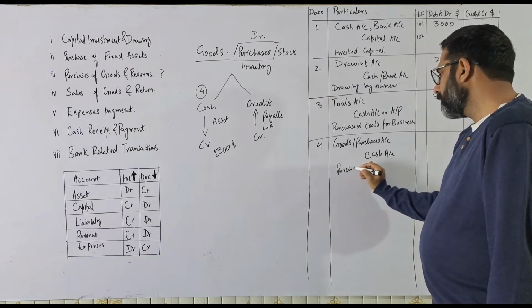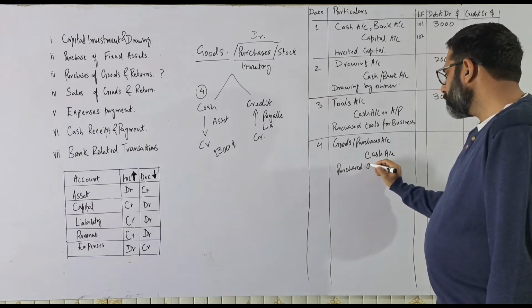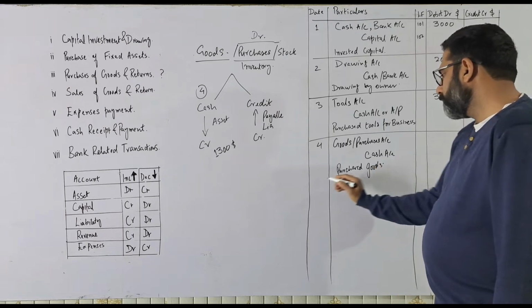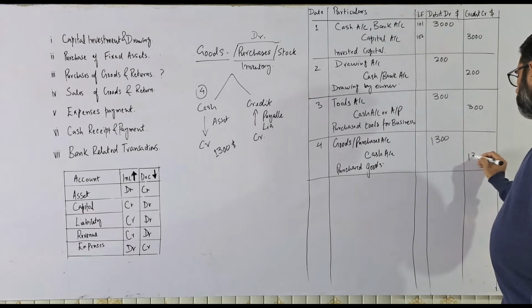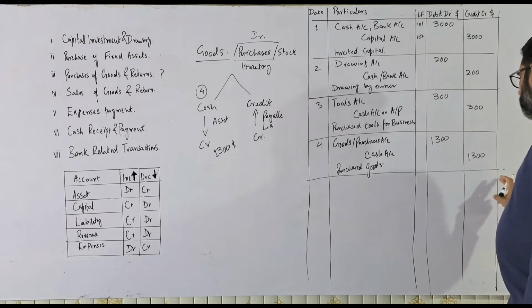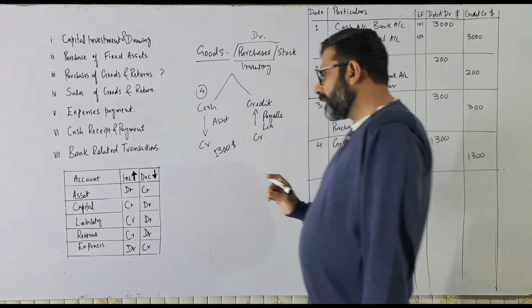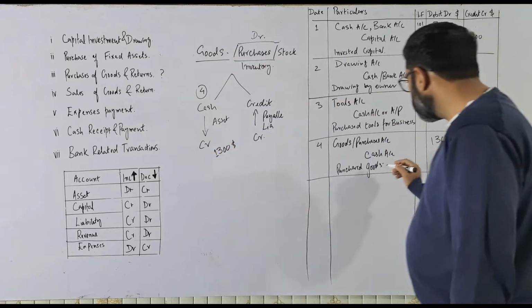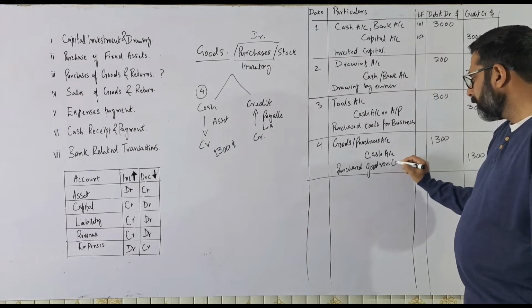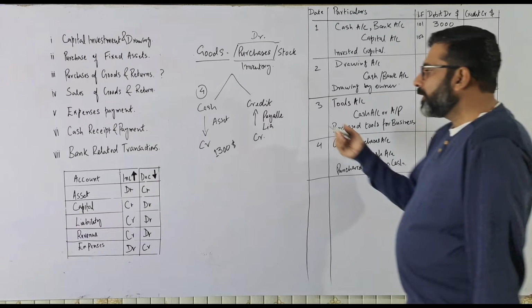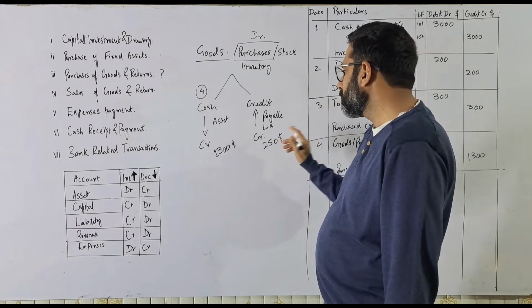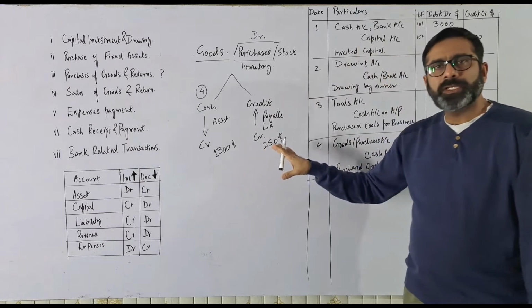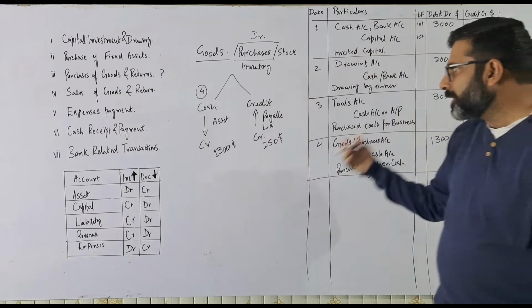We can say purchased goods, and the amount is $1,300. So this transaction is completed, that the company has purchased the goods on cash. For example, they have purchased some other goods for $250, but they are purchased on the credit basis, means they are not immediately paying.